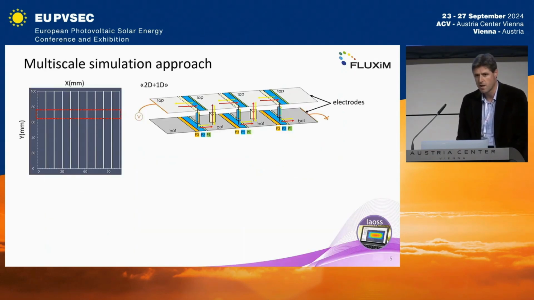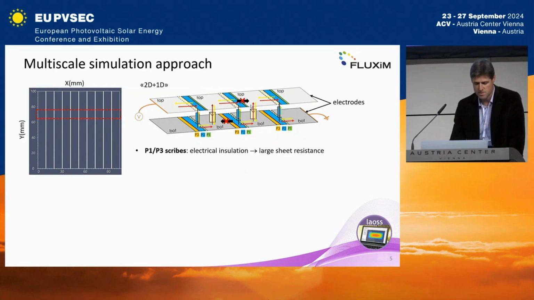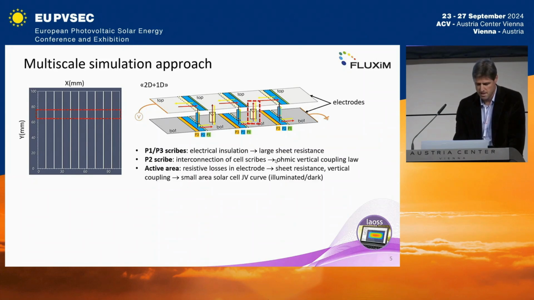So for this, I use a multi-scale approach. So I need a module level simulation, which is this kind of quasi 3D approach, where we have 2D finite element resolution of the electrodes, and then we have the scribes implemented via sheet resistance values for the P1 and P3, while the P2 scribe is just an ohmic coupling between these two electrodes. And then in the active area, for the TCO resistance losses, you have again the sheet resistances, but for the coupling here in the active area, you use the JV curves of small area solar cells.